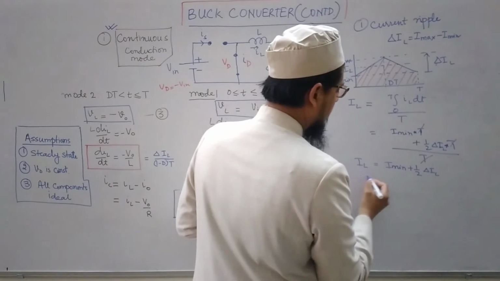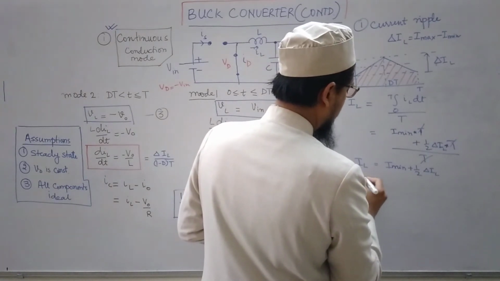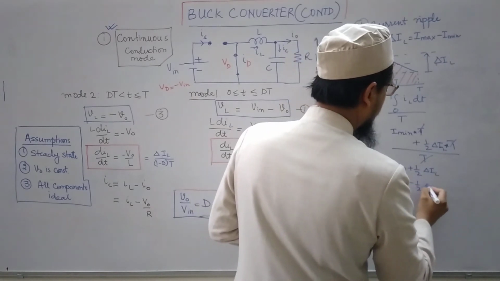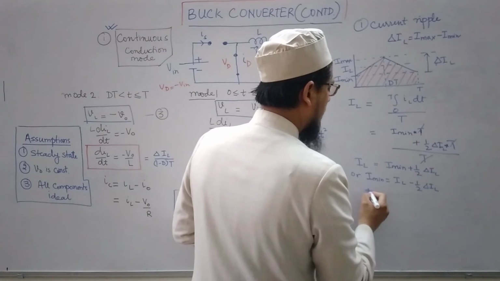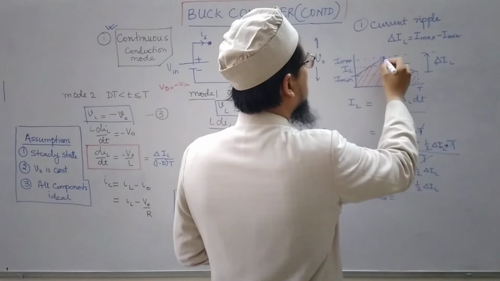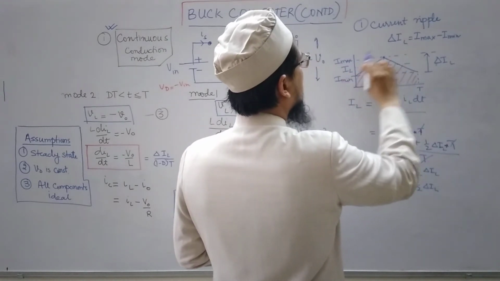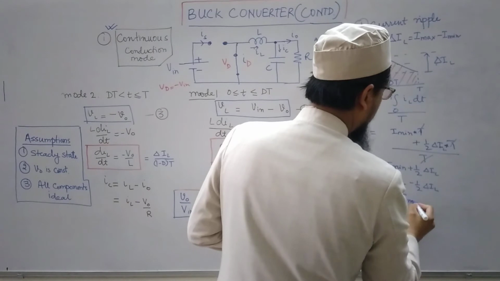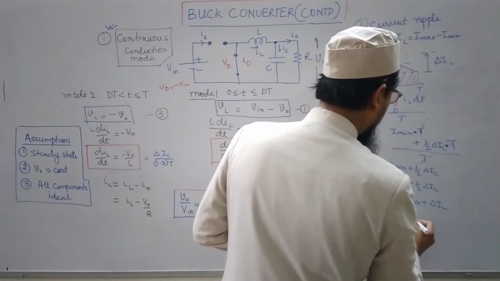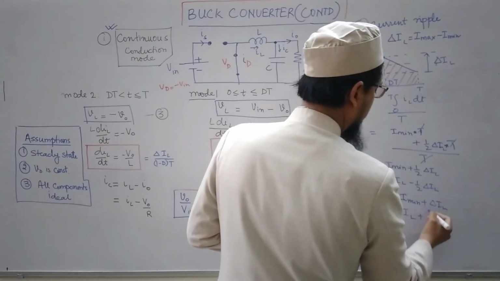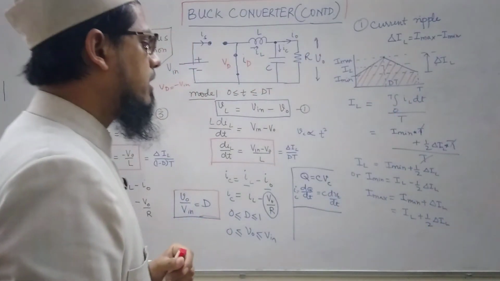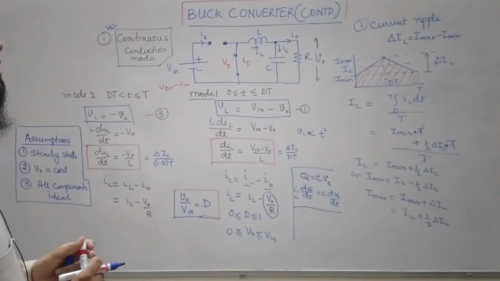What about I max? So I min is equal to IL minus half of delta IL. What about I max? You could see here this I max is basically I min plus delta IL. So I min plus delta IL would give me IL plus half of delta IL. So this is the I min and I max expression. Okay.